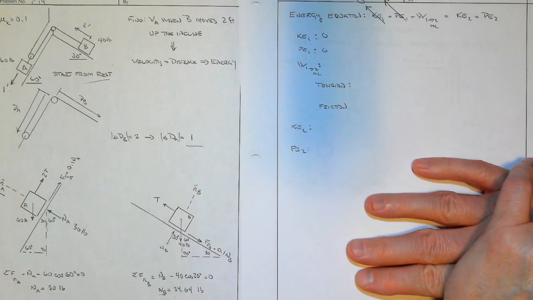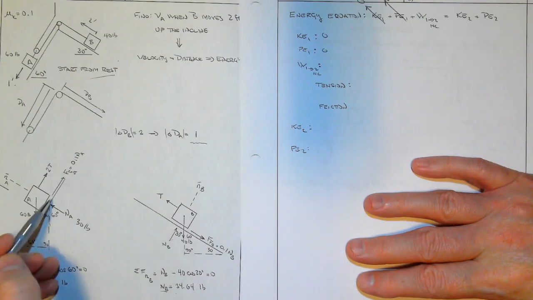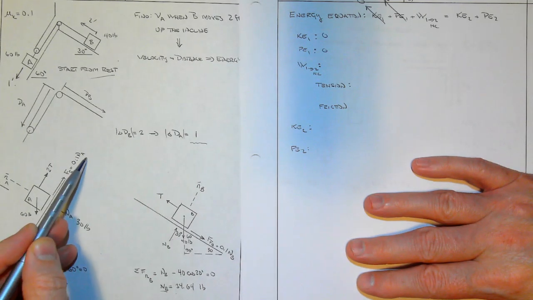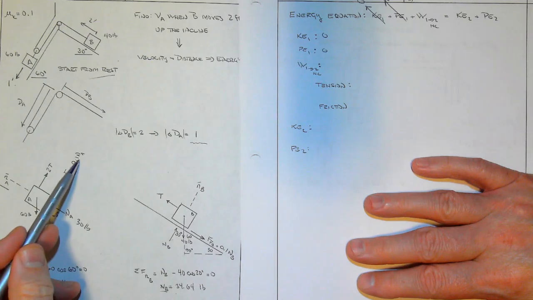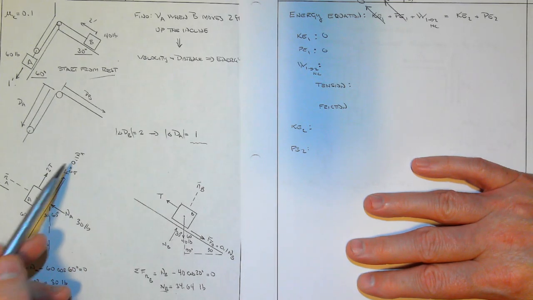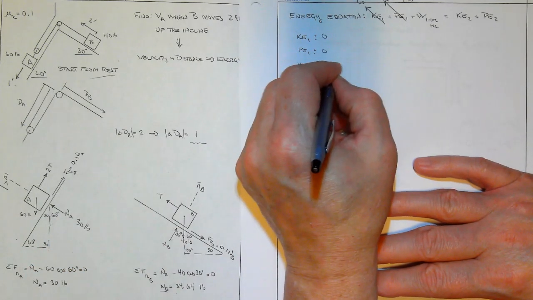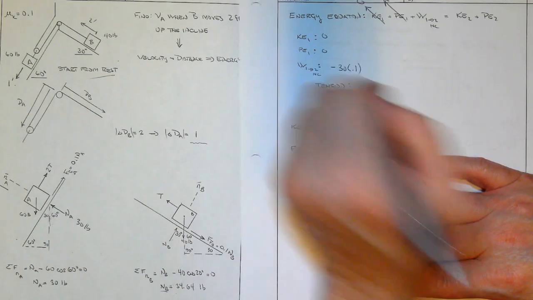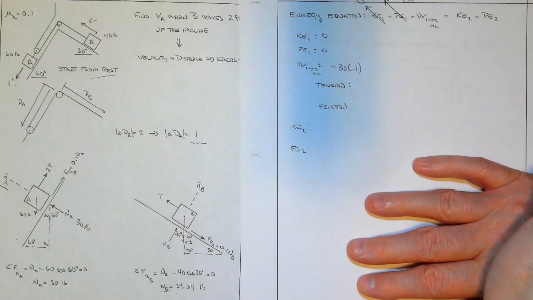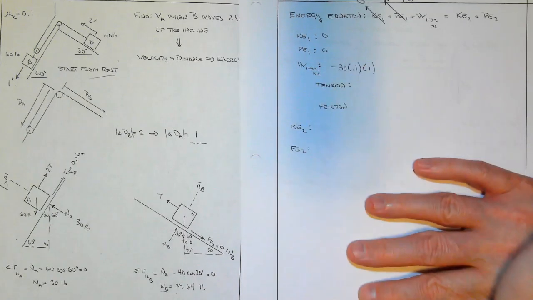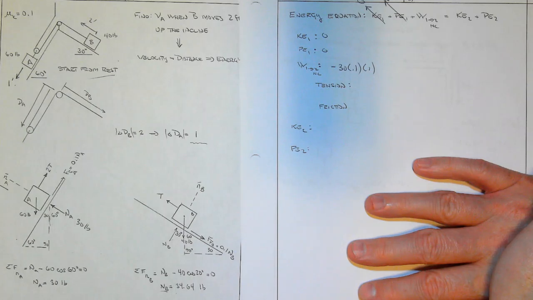Okay, so let's see. We've got friction. So over here, its force of friction is 30. Remember, the normal force was 30 times 0.1, so that leaves us with 3. Then it's going down 1 foot, and it's going to be negative. The force of friction is this way, it moves that way. So we can just put it this way. Minus 30 for the normal force, 0.1 for the kinetic coefficient of friction, and 1 foot to go down.